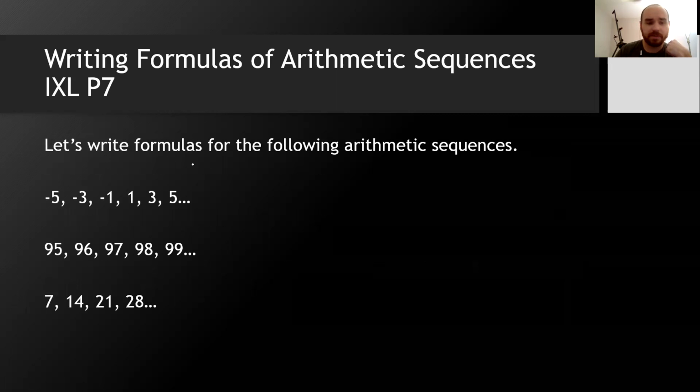So we're going to start by writing the formulas for the following sequences. So we have -5, -3, -1, 1, 3, 5. So obviously each time this is going up by 2, adding 2 each time. So my rate of change is 2. So I'm going to put 2n right here. Then what I need to do is plug in 1 for n to find T1. And it's going to be plus, I'll put a question mark for now. So 2n plus question mark equals T sub 1.